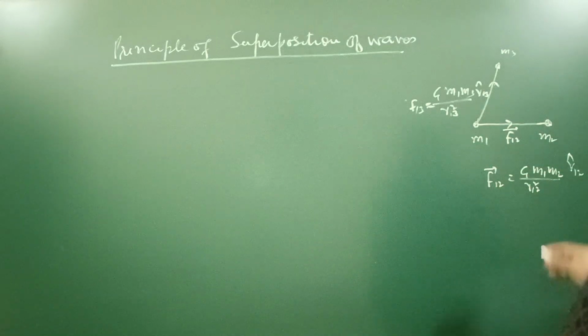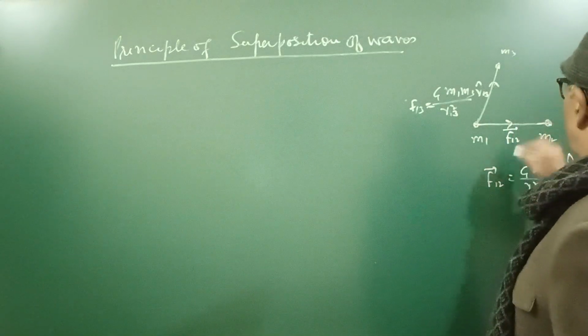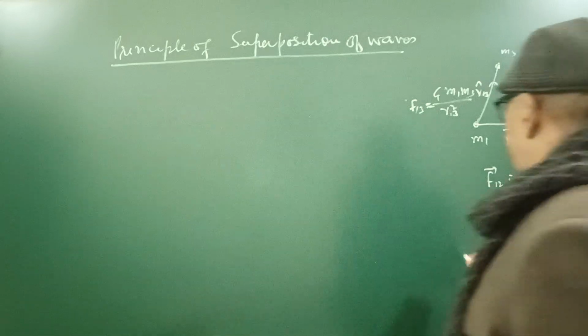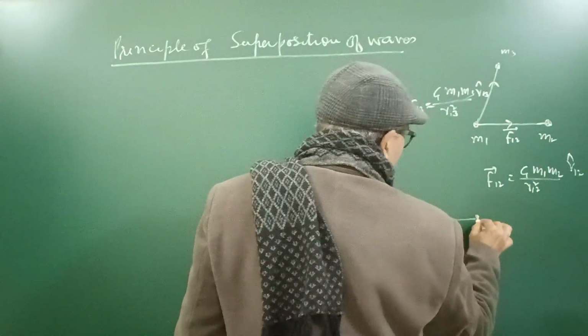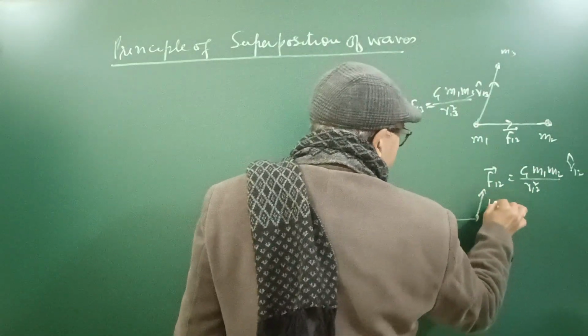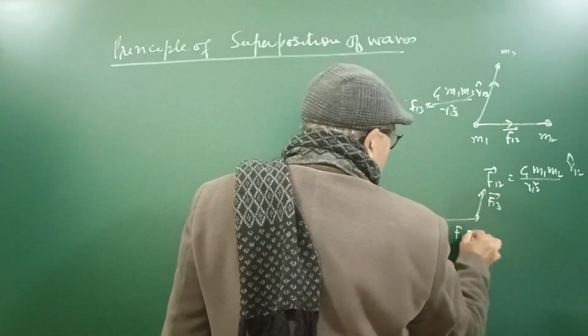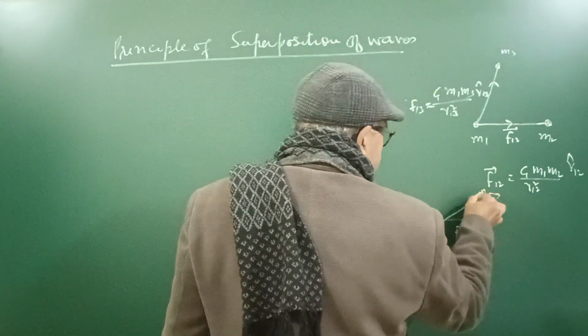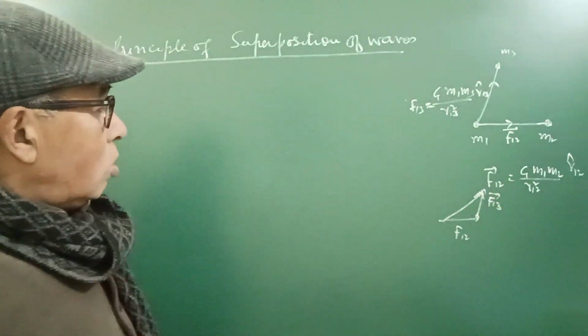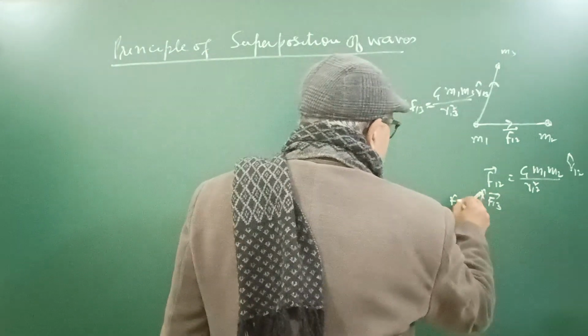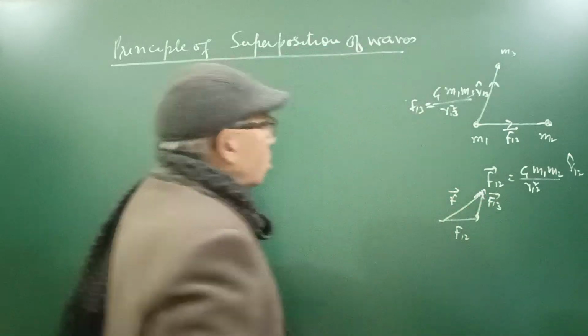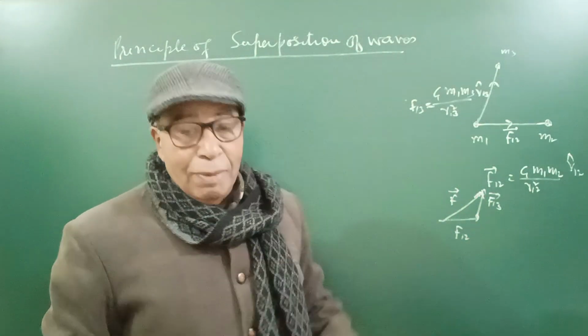Now resultant force will be the vector sum of these two. And we add like this is F12, this is F13. Vector addition याद करिए, so this will be the force. It will be the resultant force. This is called superposition of gravitational forces.